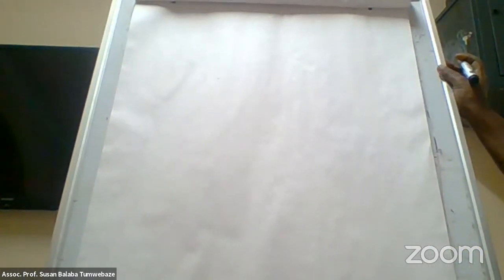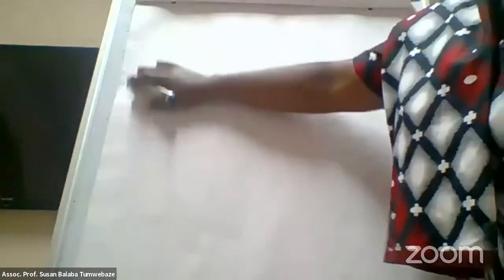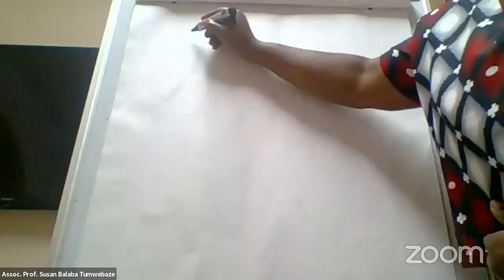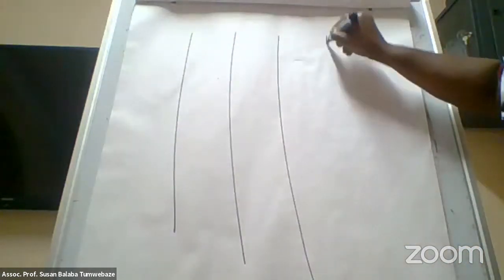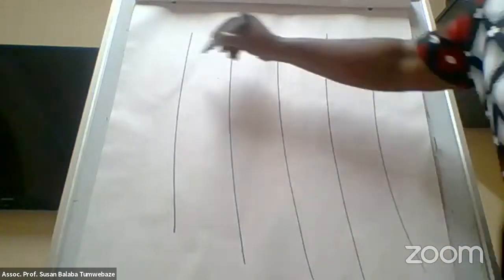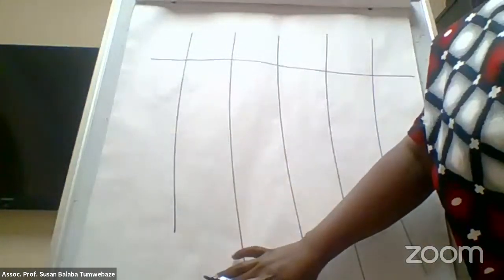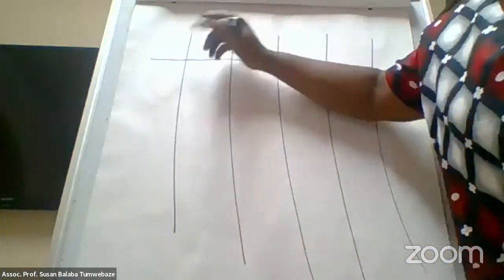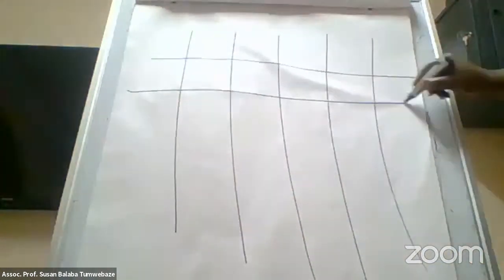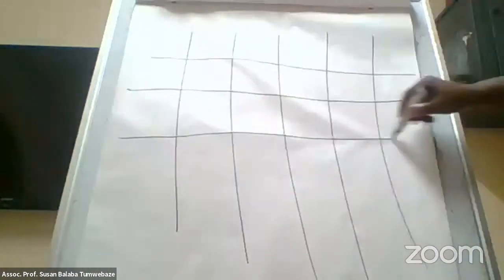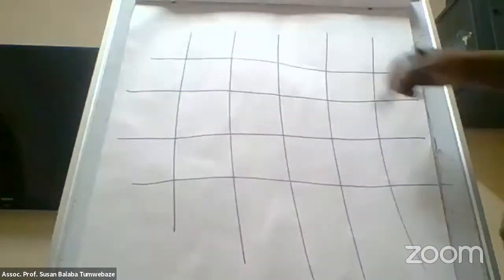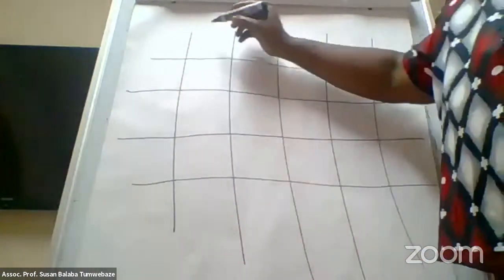So here I am with my whiteboard again. Now I'm saying that each response becomes a variable of its own. So here is our spreadsheet. Those are the columns, these are the rows. Remember, the columns represent the variables and the rows represent the respondents, each household. So this is an Excel spreadsheet.